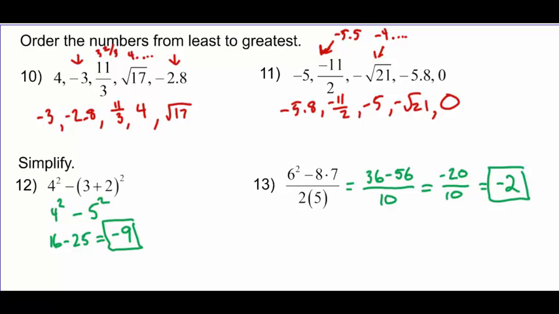I got -2, and you can see how I did it. One of the big things to remember is that this big fraction bar here represents a grouping symbol, so you have to treat the numerator and denominator separately. So I went through, I dealt with the exponents, and I went ahead and did 8 times 7 in the same step, even though technically those are separate steps. And I dealt with the denominator separately. 2 times 5 is 10, and it all worked out nicely to -2.